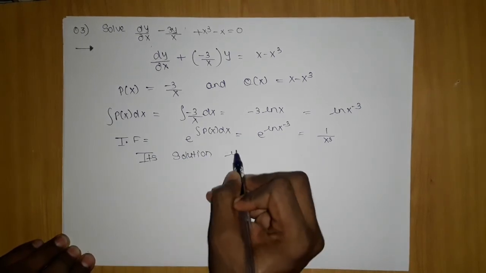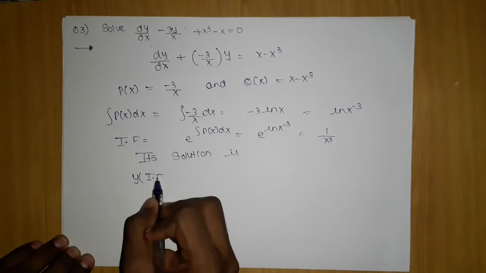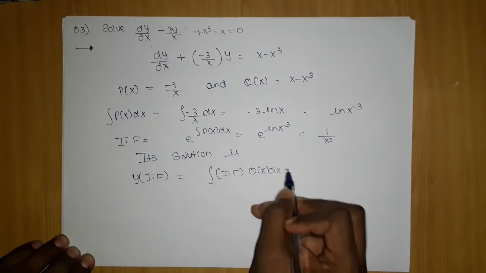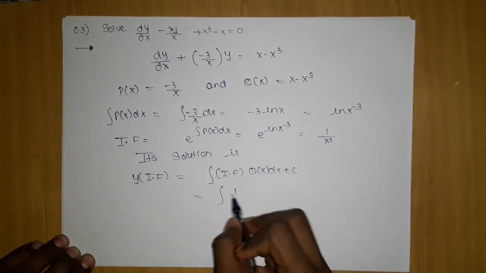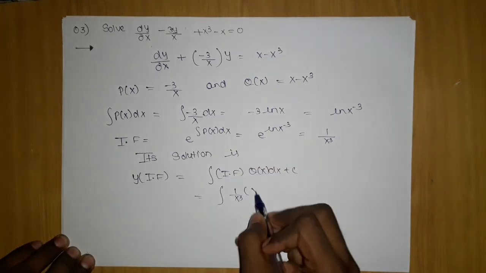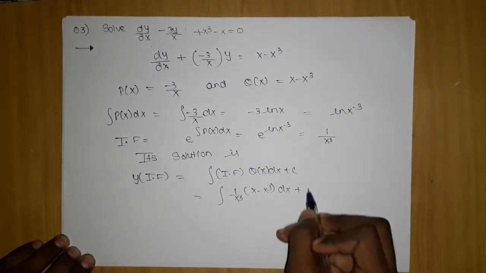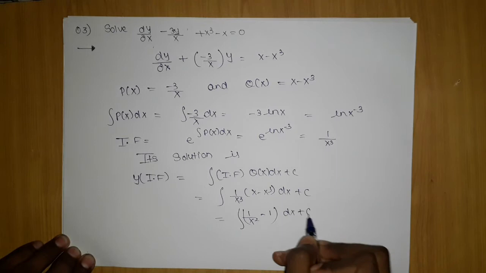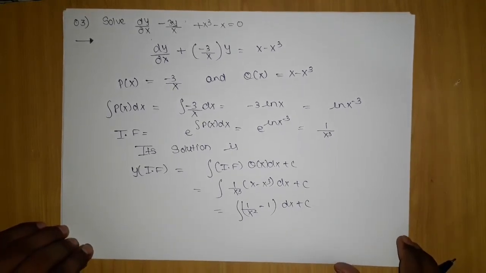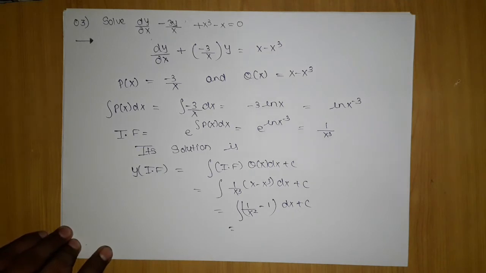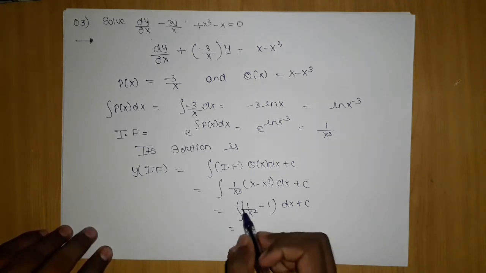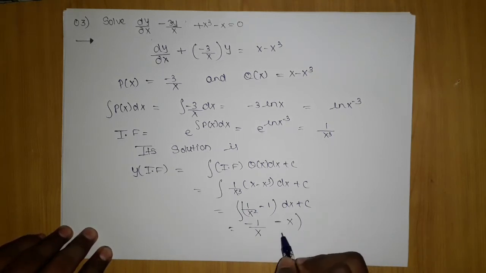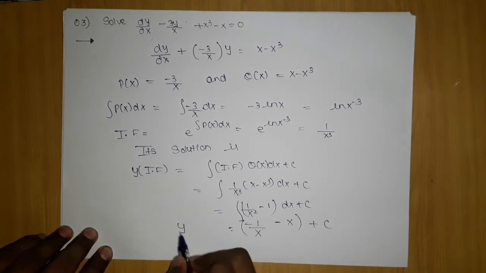So its solution is y into integrating factor equals integral of integrating factor into q of x dx plus c, into 1 by x cube. What is q of x? x minus x cube into dx plus c. If you see, 1 by x square bracket minus 1 into dx plus c, right? After this, if you calculate the value, if you do its integration, minus 1 by x will be there, and here it will be x, plus c. So this is our required answer.